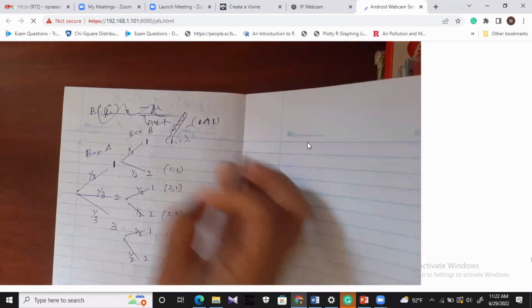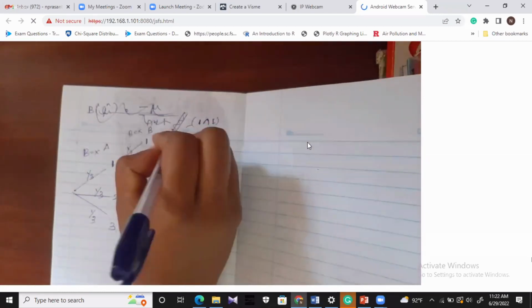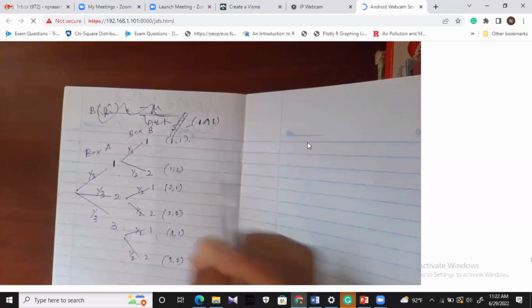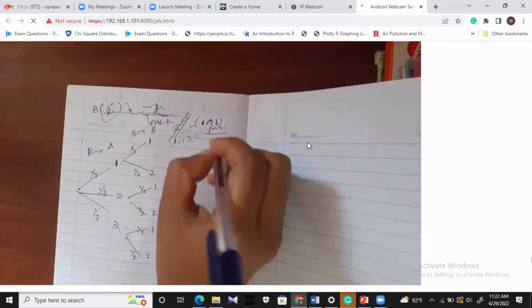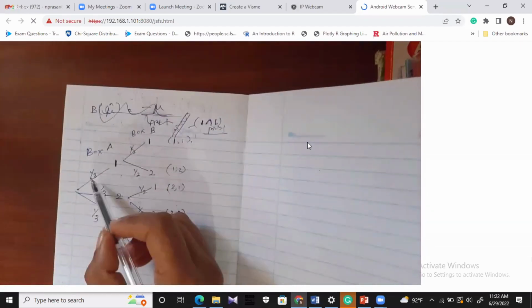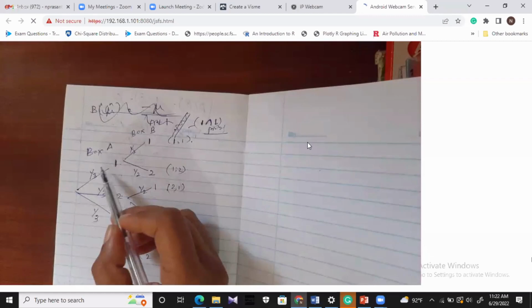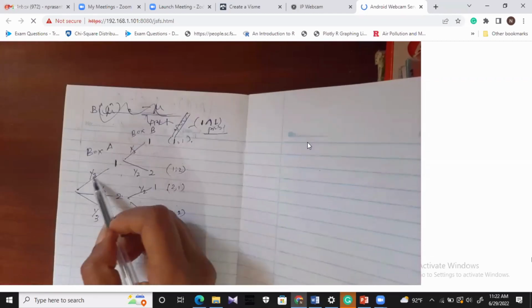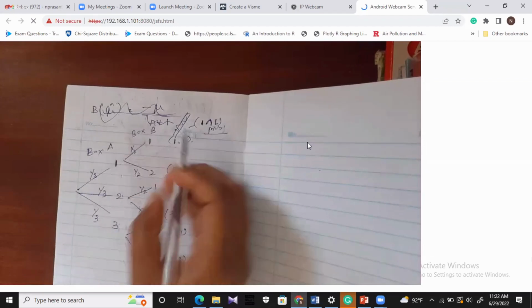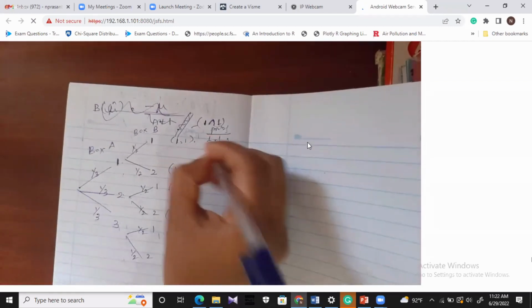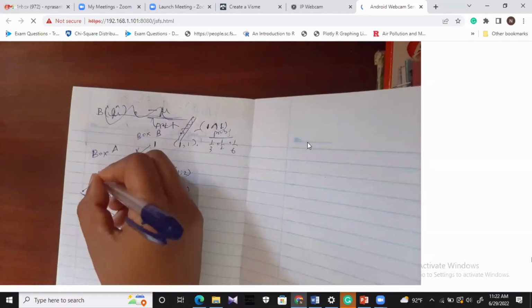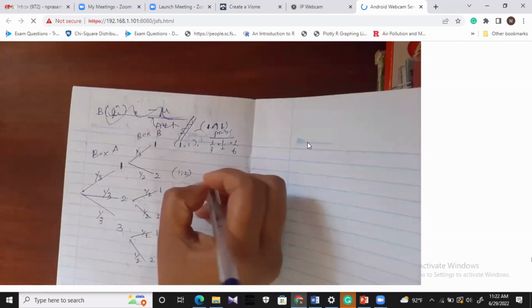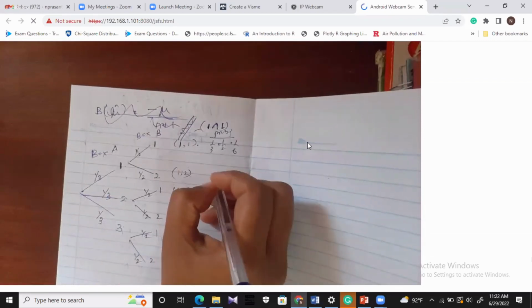So what is the probability of getting 1, 1? How can you find this probability? You need to multiply these associated probabilities: 1 over 3 times 1 over 2. That is 1 over 6. Right? Here we have 1 over 3 times 1 over 2. Again, that's going to be 1 over 6.